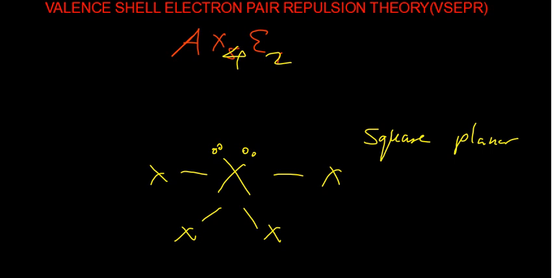So it is a plane. Yeah, it is a plane. That is why we call it planar. It is not like a pyramid, it's just a plane. So that is how we can tell the molecular geometries and domain geometries using the valence shell electron pair repulsion theory.